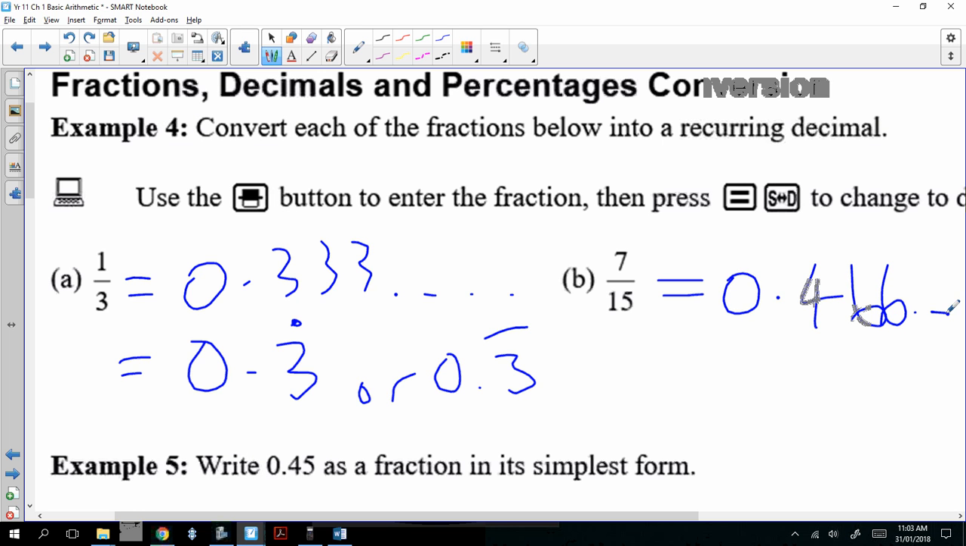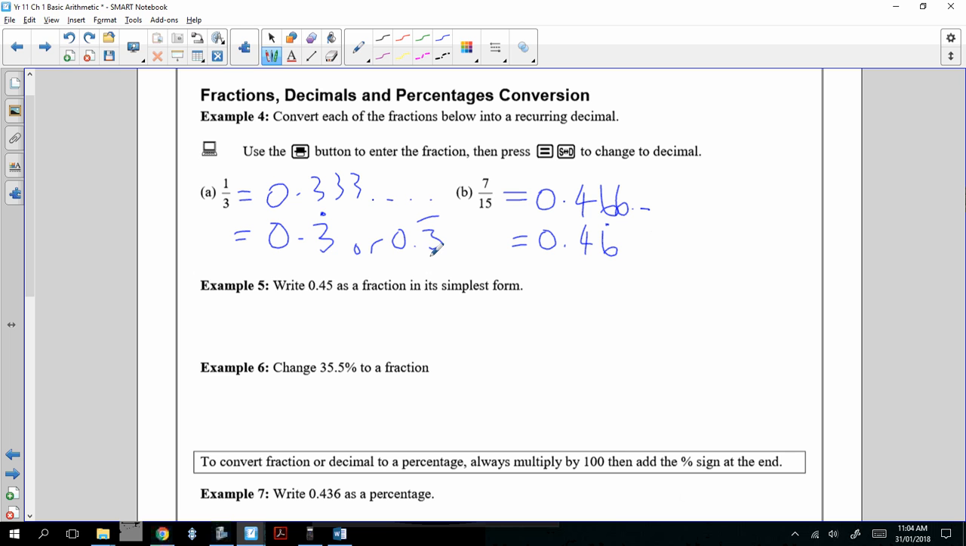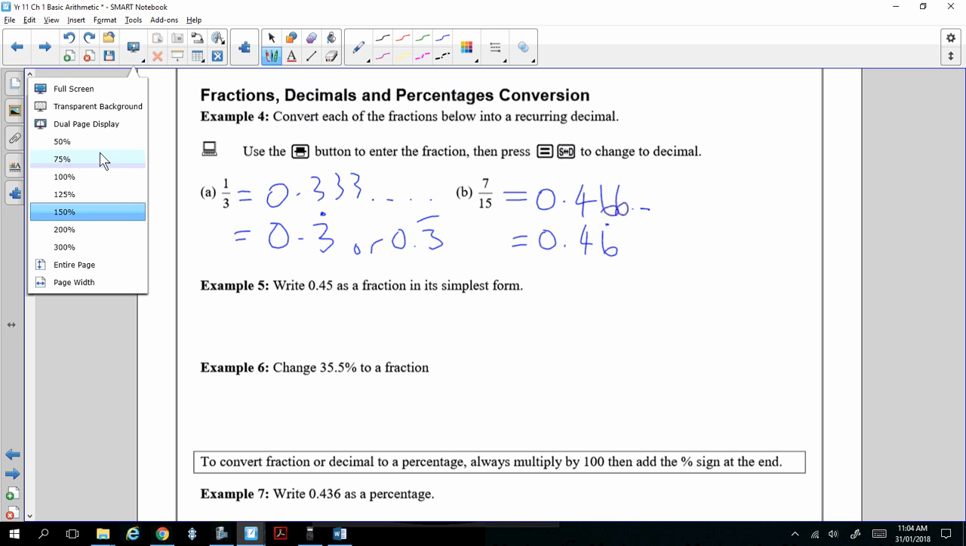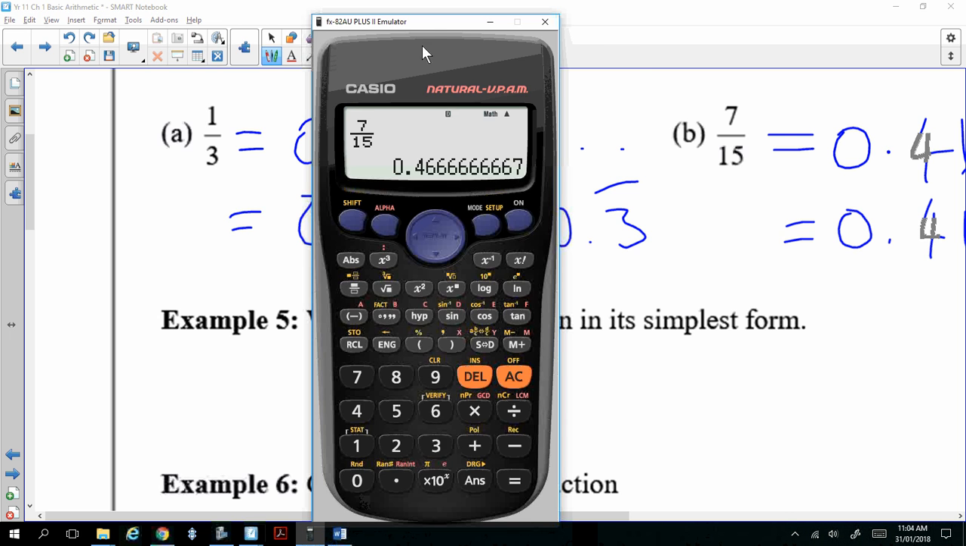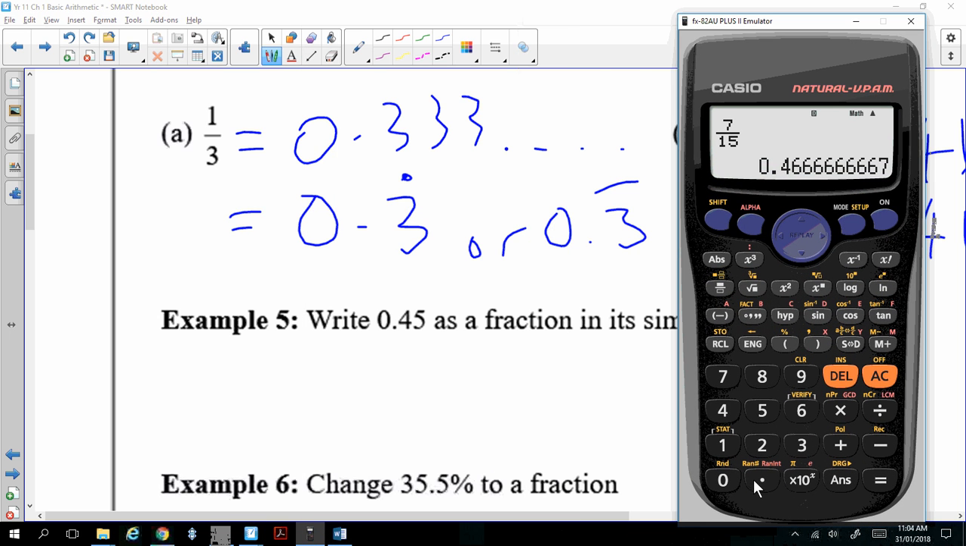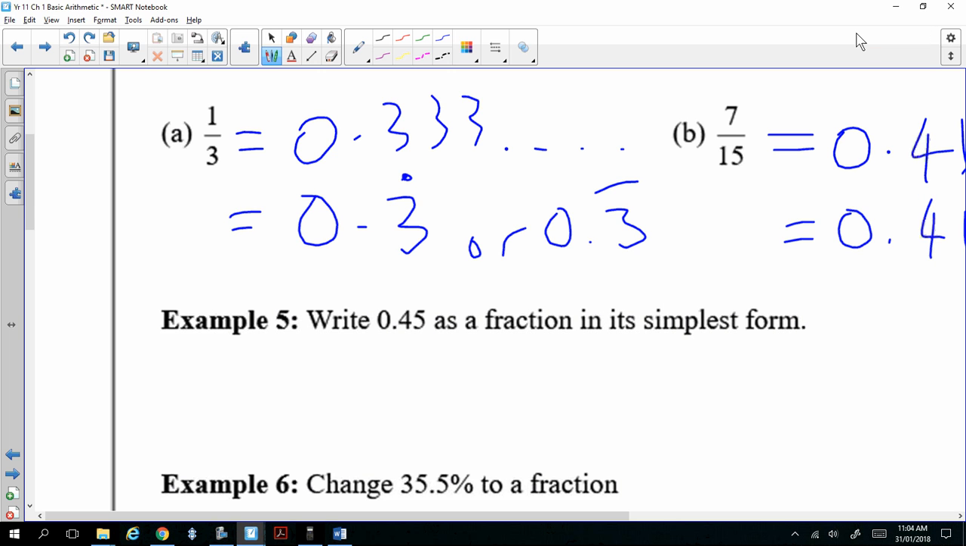Okay? Any question? All good? Okay, let's move on. What if I want to change decimal to a fraction? Very easy. Just type in first, 0.45. And your calculator will sometimes automatically write as a fraction. Or if it doesn't, just press the SD key, gives you the fraction. 9/20. Right, so remember, just press that SD key.